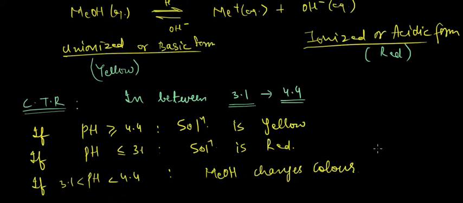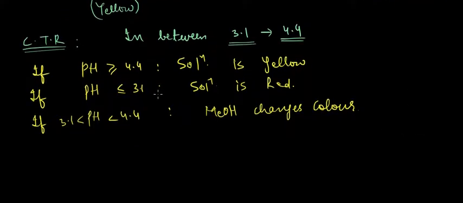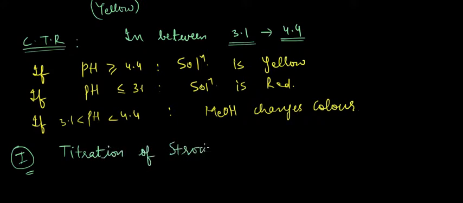Okay, next, based on these two indicators, let's actually see some titrations and understand how these indicators can be useful for us in the course of the reactions. So we have a titration of strong acid with strong base. The first category of titration is titration of strong acid with strong base.